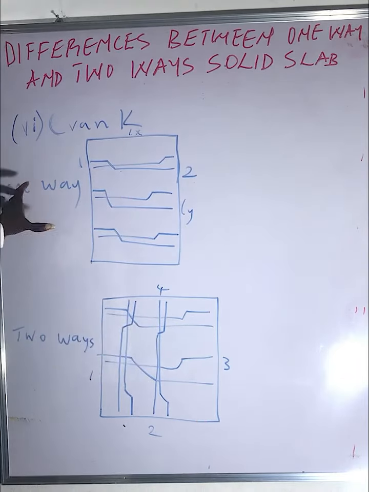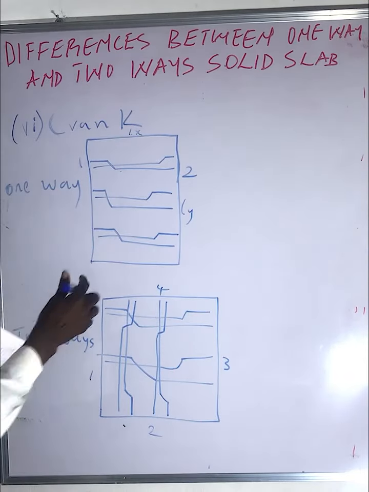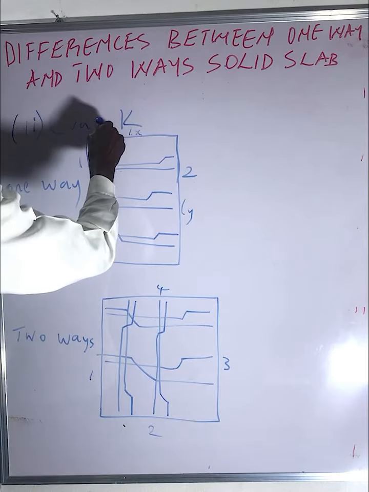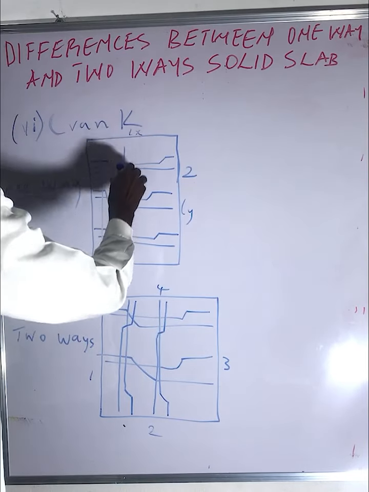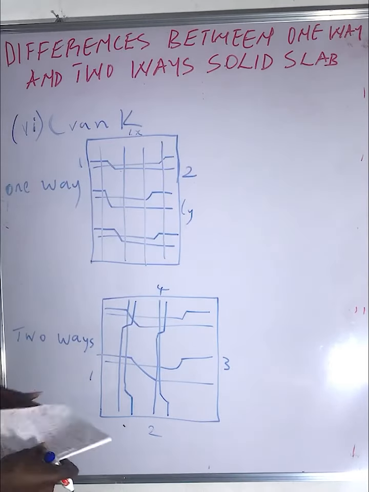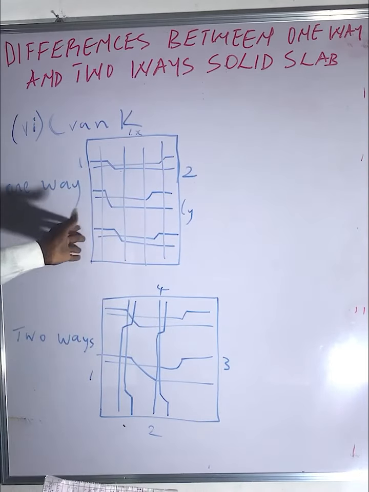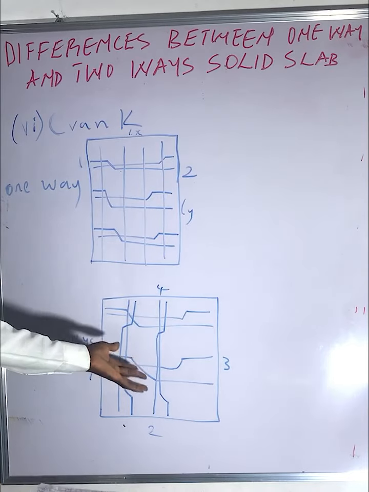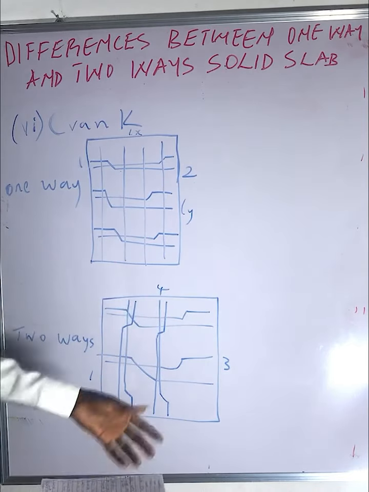You can see it. While for this one way, on the long span, you have your distribution bar. You don't have to crank that. You have your distribution bar here for a one way, while for two ways, you design for both sides. That's why crank is provided.